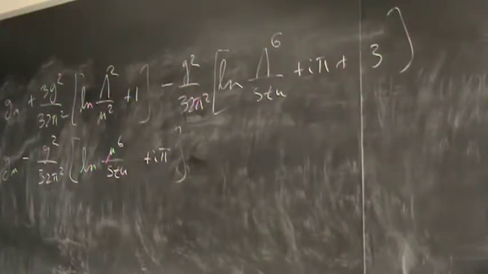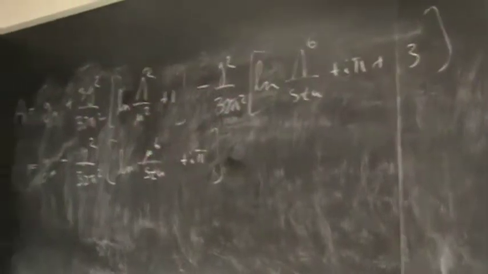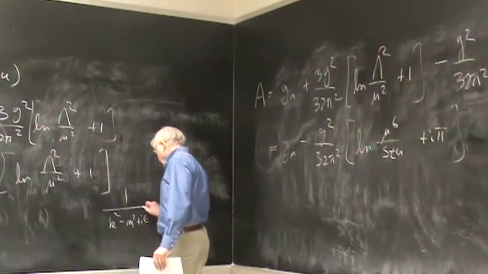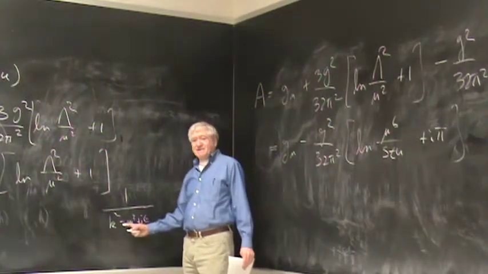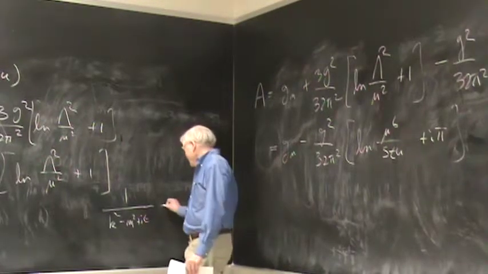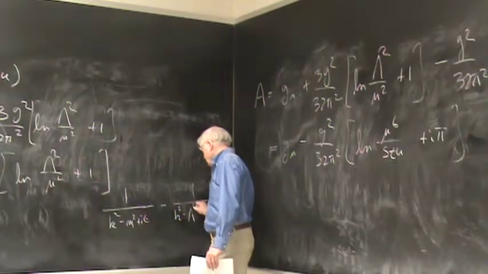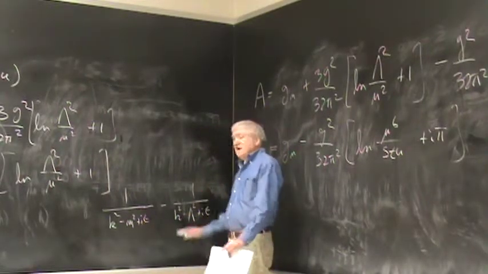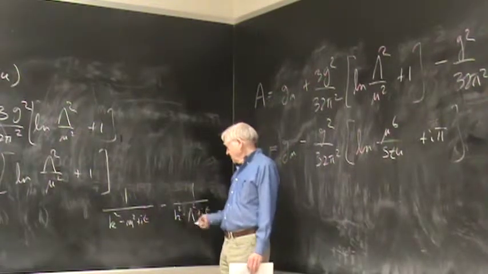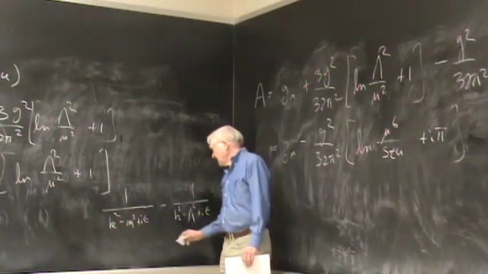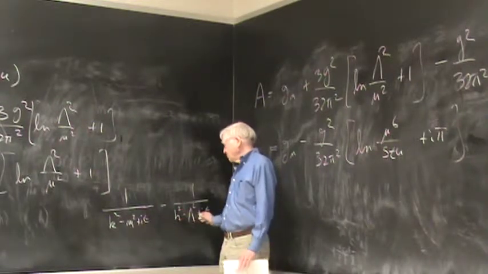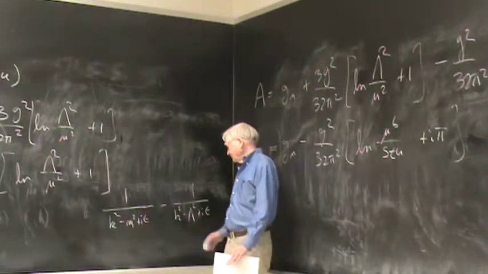A somewhat more sophisticated way was introduced by Pauli and Villars. The Pauli-Villars idea is, if you have a propagator of 1 over k squared minus m squared plus i epsilon, you subtract a 1 over k squared minus lambda squared plus i epsilon. So you change propagators like this. This is actually a rather nice scheme. For ordinary momenta with lambda huge, this term is negligible. But as k gets up in the range of lambda squared, the two terms cancel.